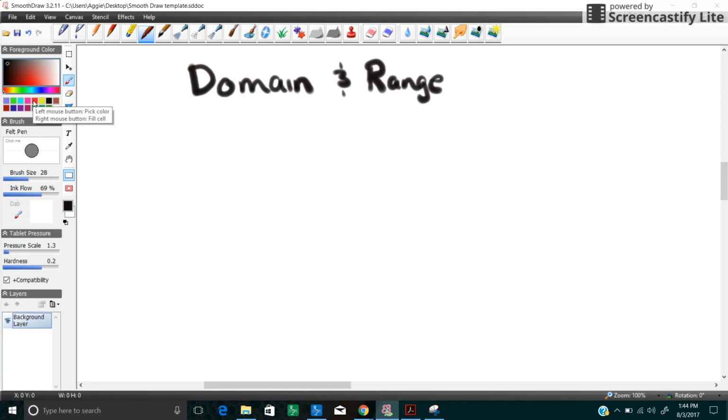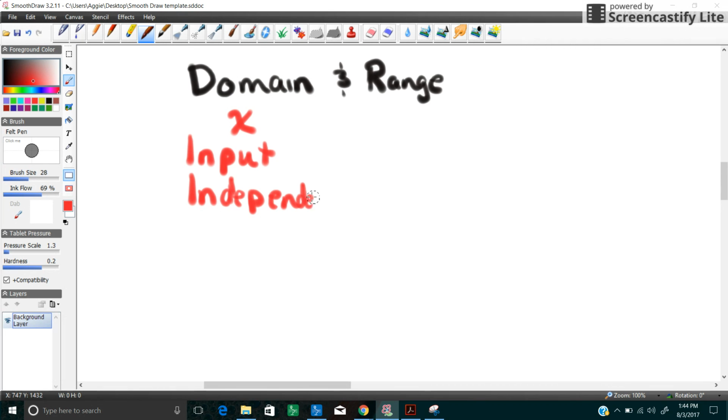Okay, long time ago, you learned that domain had to do with x values. Okay, you also should have learned that this is what we call an input value, also known as the independent variable. Okay, by the way, you don't have to write any of this down. This is just for your information because I know how eager you are to learn.